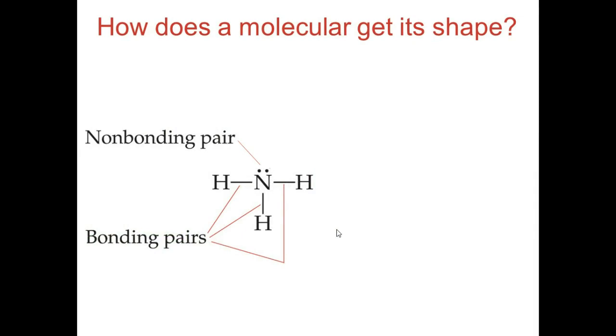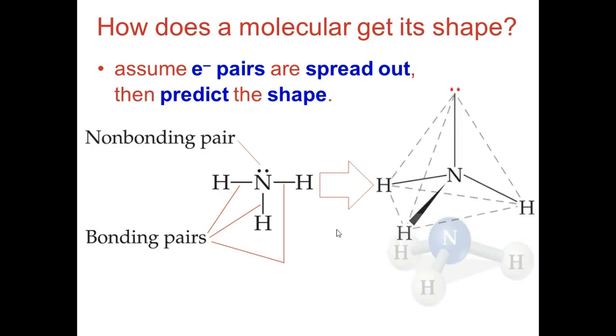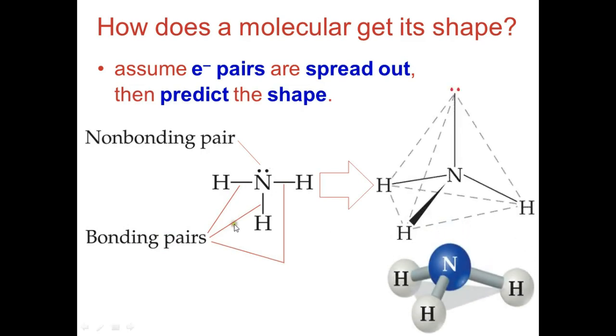So how does a molecular formula get its shape? Assume that all electron pairs are spread out and then predict its shape. We first have to draw the Lewis dot structures like we've been doing, and from looking at these electrons and where they are located, you can predict its shape and tell how it will, hopefully, look.